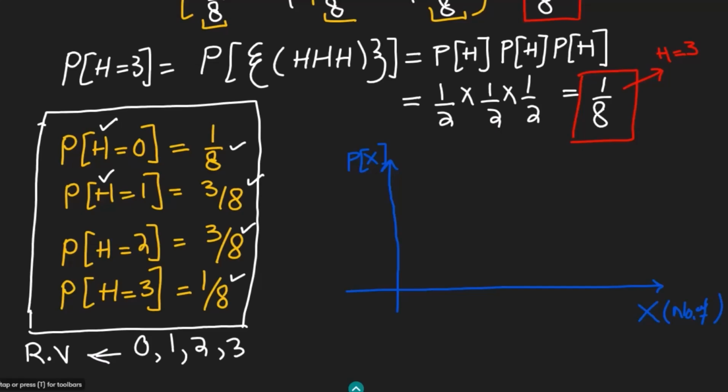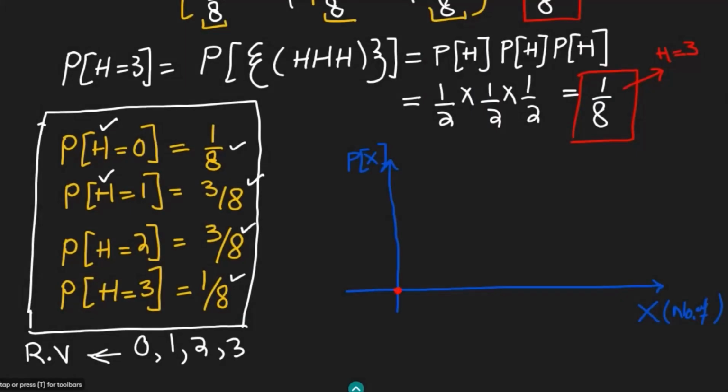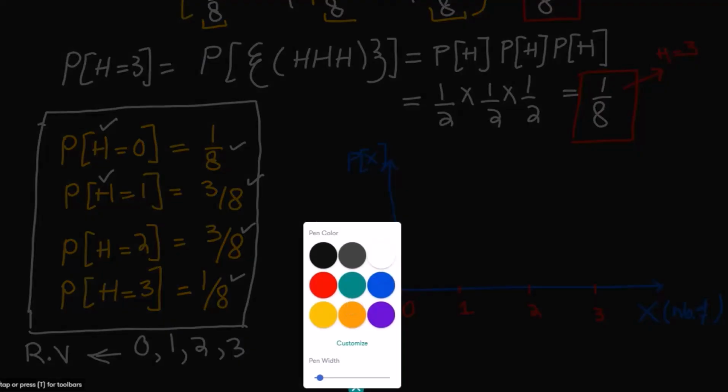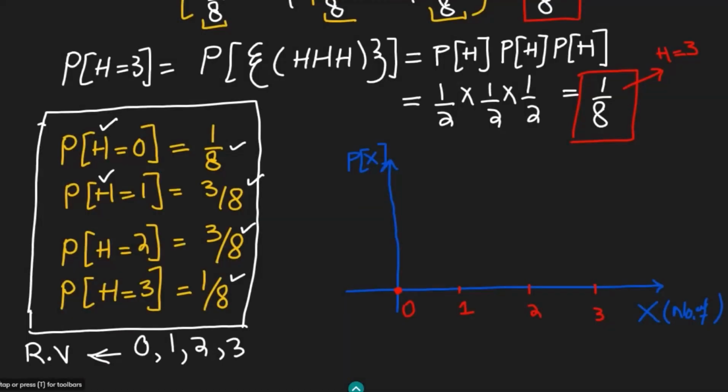So how many items could I have here? Let me plot them. Here I can have 0 heads, or 1 head, or 2 heads, or 3 heads. On the basis of it I have to assign them different probabilities. So the first value here would be what? Let me plot it by using this color. The first value is 1 by 8, so let me write it here.